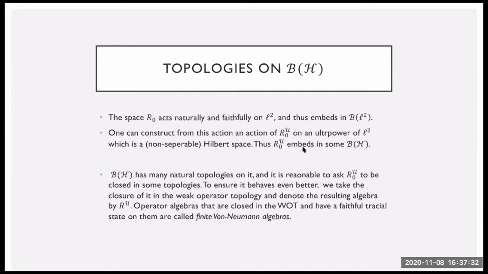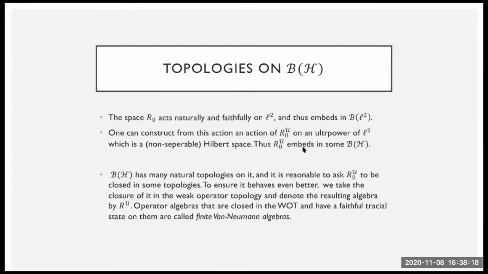So claim: R to the U embeds in some B of H, okay? And there is a way of taking this hand-wavy way of constructing this thing, maybe only taking bounded sequences, such that this actually embeds in bounded operators of some Hilbert space. But my point was that when you are already embedded in bounded operators on some Hilbert space, you can take the closure with respect to the weak operator topology, and you become what's called the von Neumann algebra. There is a strictly algebraic way of defining it with no norms at all, but let's not talk about it right now.